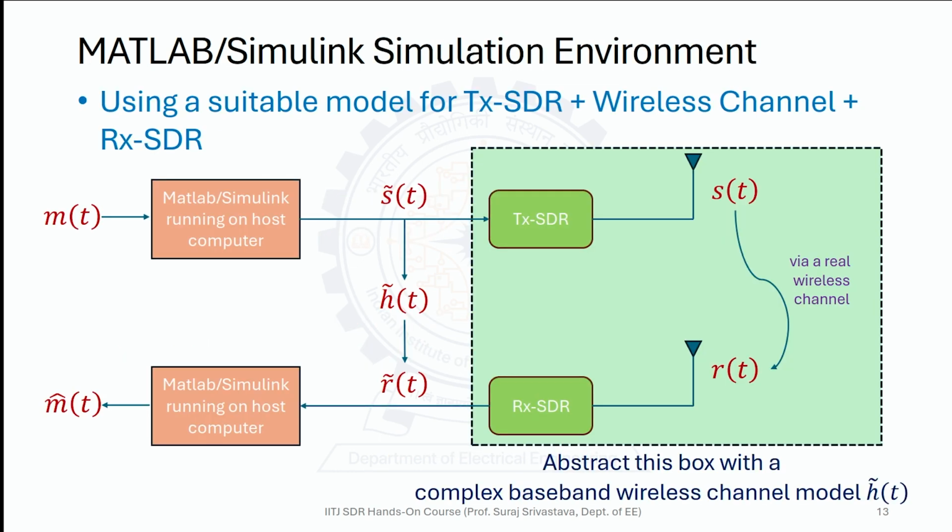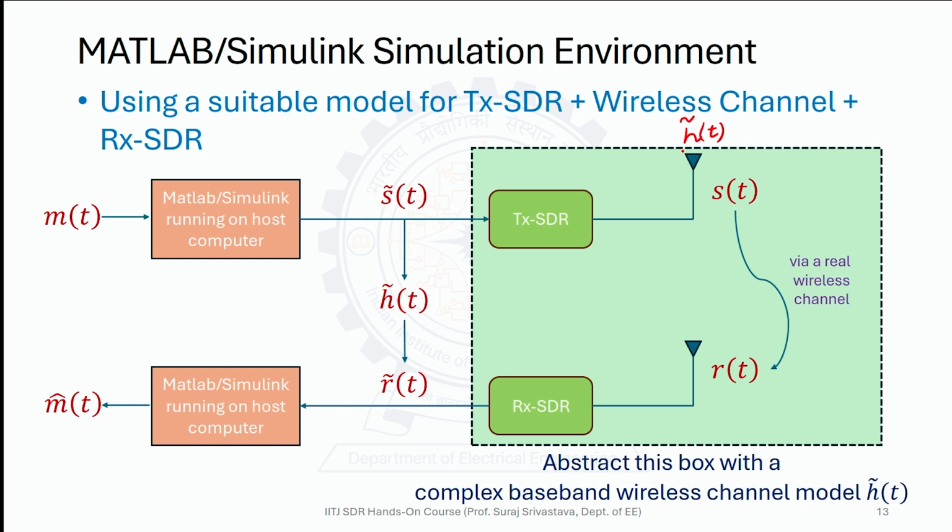So here comes the concept of wireless channel modeling. If we model the behavior of TX SDR, RX SDR and this wireless channel by a complex baseband wireless channel H tilde t, right? So if we model this whole thing, this whole dotted block, using a wireless channel model H tilde t, then directly you can generate R tilde t using this model H tilde t.